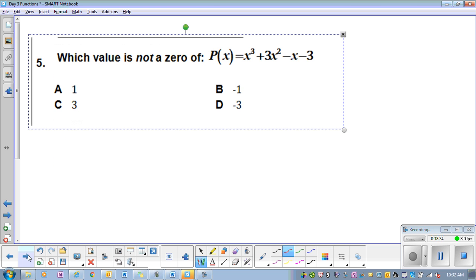Which value is not a 0 of this? Guys, the easiest way, what can you do? P of x is the same as saying y equals. What can you do with this? Graph it, yeah. Graph it and see which of them is not a 0 or not an x-intercept. Do it, please. What is it? Which one is not? C? Is it C? C is the only one that is not? Yep. Good. Questions about this?